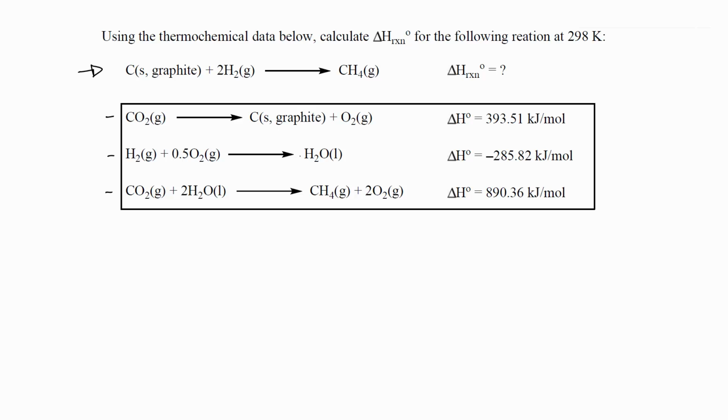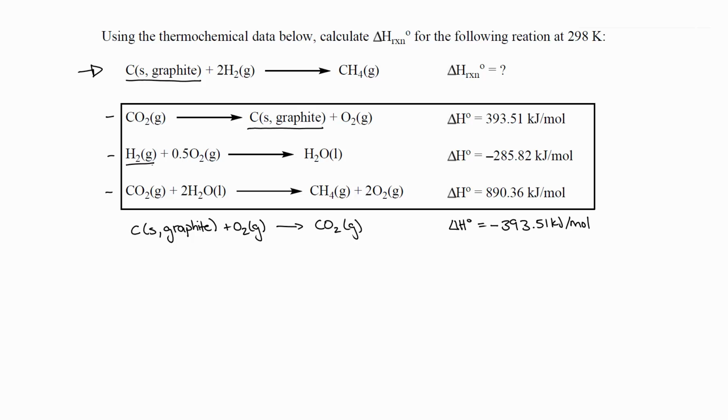Looking at this first reaction, we have carbon as solid graphite on the right as a product, but in our overall reaction we want to have it as a reactant, so I'm going to flip this reaction. Because I've flipped the reaction, I'm also going to flip the sign of the enthalpy change. For the second reaction, we have hydrogen gas on the left as a reactant, which is exactly where we wanted it in our overall reaction, so I'm going to keep this reaction as is.